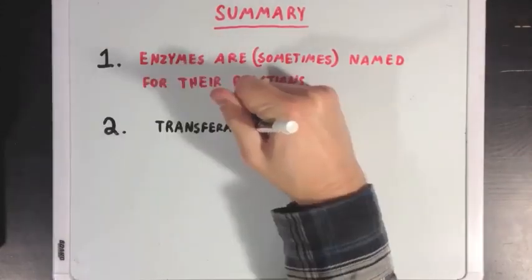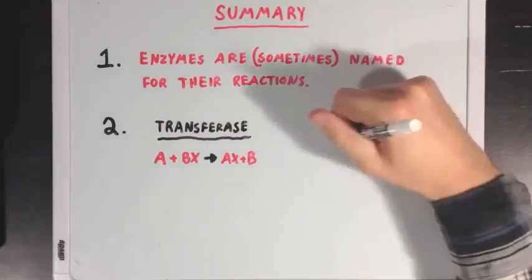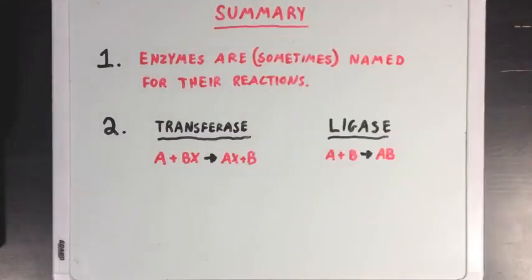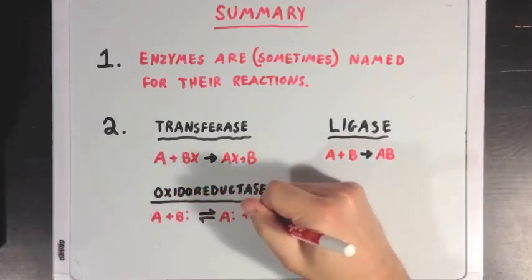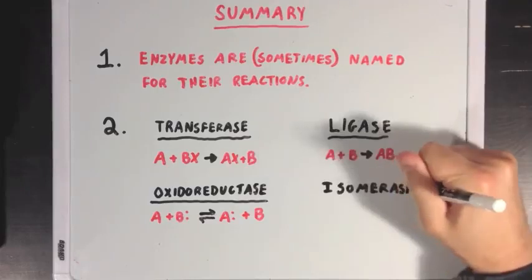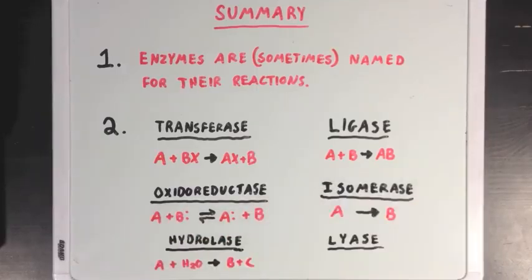We have transferases, which transfer functional groups from one molecule to another, ligases, which ligate or join two molecules together, oxidoreductases, which move electrons between molecules, isomerases, which convert a molecule from one isomer to another, hydrolases, which break bonds using water, and lyases, which break bonds without using water and without using oxidation.